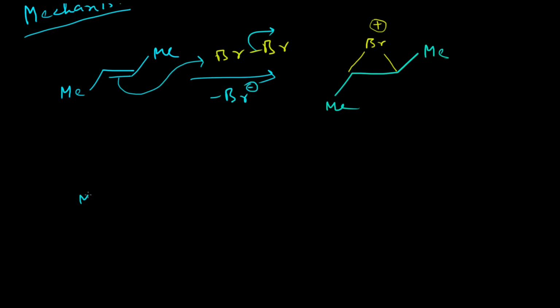This will form this carbocation. After that, a neighboring group participation will take place by this bromine atom by sharing one of the lone pairs, which will lead to the formation of this bromonium ion.